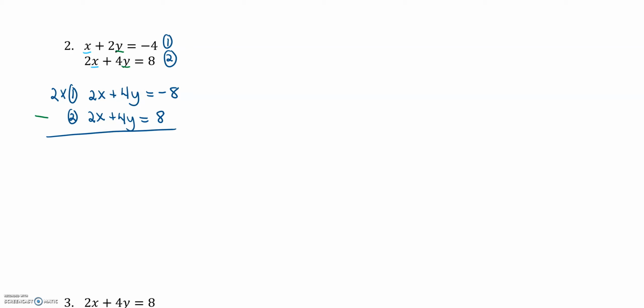Just a reminder, we're subtracting, because if you don't subtract, then you won't be able to eliminate one of the variables. And as long as you've done everything properly, then you will eliminate one of the variables. We end up with 2x minus 2x, so we have no x's. We have 4y minus 4y, which again is 0y, and minus 8 subtract 8 gives us minus 16.